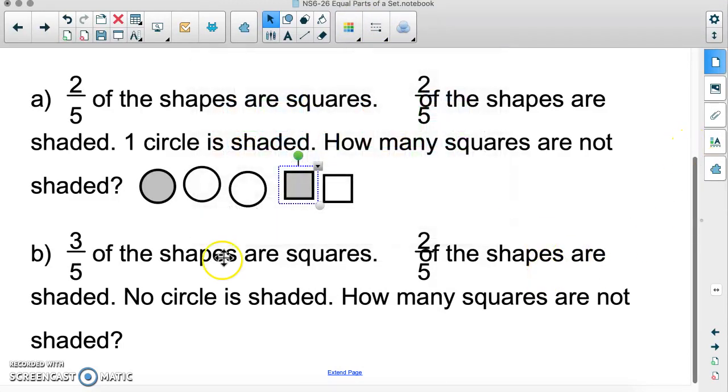Give B a try and see what you come up with. 3/5 of the shapes are squares. 2/5 of the shapes are shaded. No circle is shaded. How many squares are not shaded?